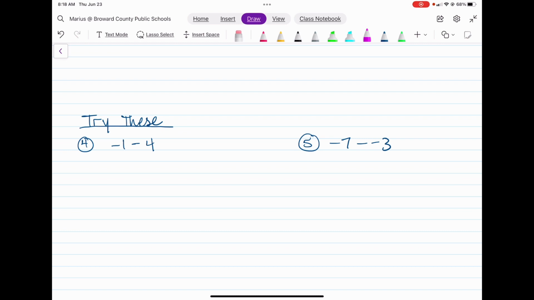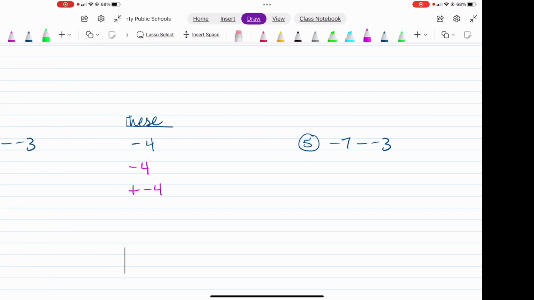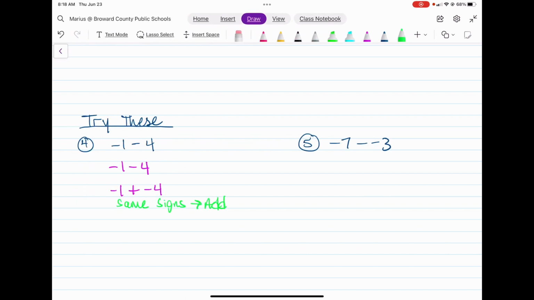I'm going to go ahead and jump on in. So we have negative 1 minus 4. Subtracting by 4 is the same as adding by negative 4. So really, we're going to have negative 1 plus negative 4. Same signs you add, which is going to give us negative 5. Okay, so our final answer here is negative 5. 1 plus 4 is 5, and we keep the sign the same.